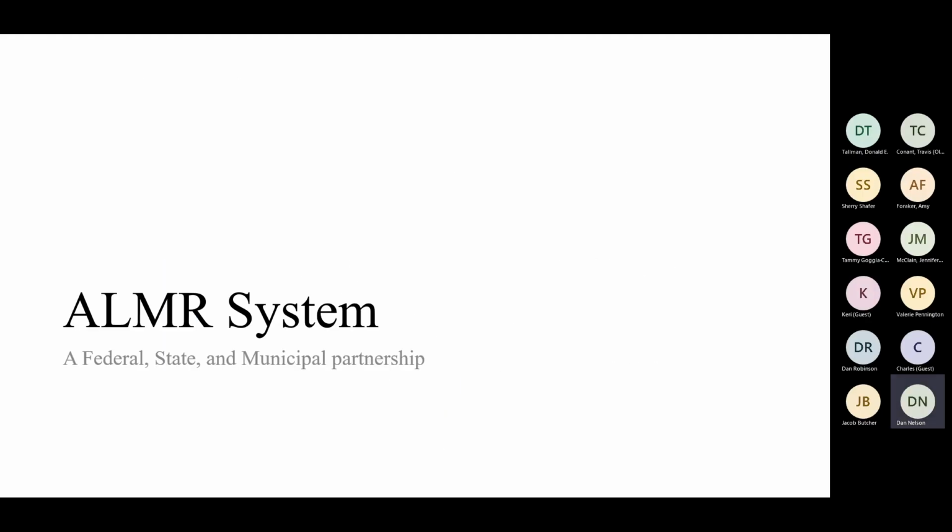So let's talk a little bit about the ALMR system itself. We discussed that it's a Project 25 system, which essentially means it meets public safety standards. And it's a federal, state, and municipal partnership. We like to talk a lot about that because we have over 135 agencies on the system as of right now, with about 27,000 different radios on the system.